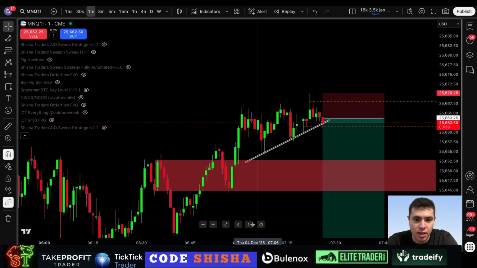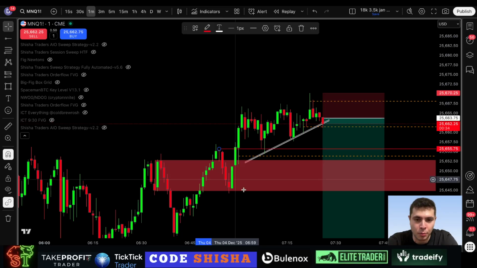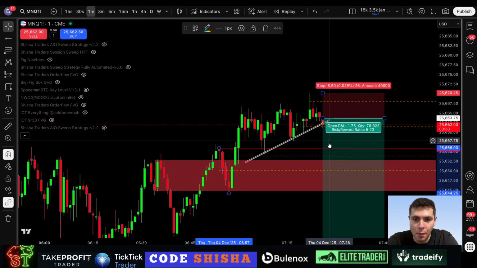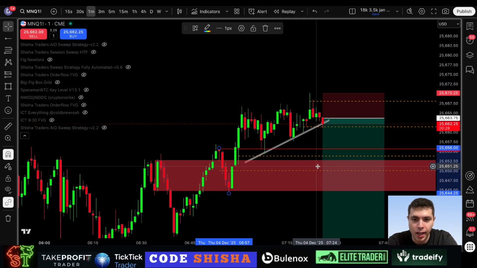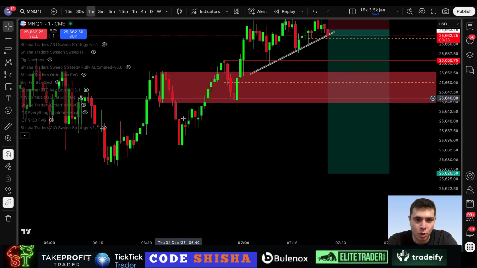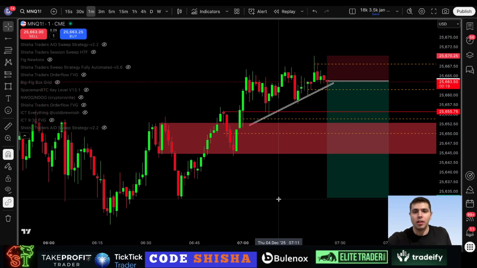So they don't look at these partials. I look at each of these as a partial. For example, this order block, which you're going to be learning, and even the midpoint of this order block. I'm going to take a partial here, here, here, here, at this low, and this order block here, before I get to my maximum TP. That's how you make money.